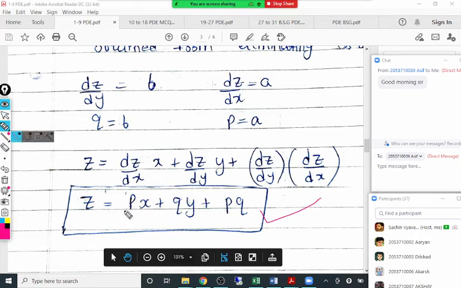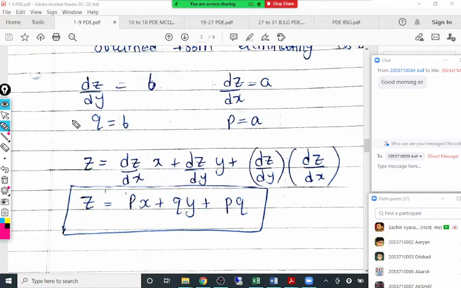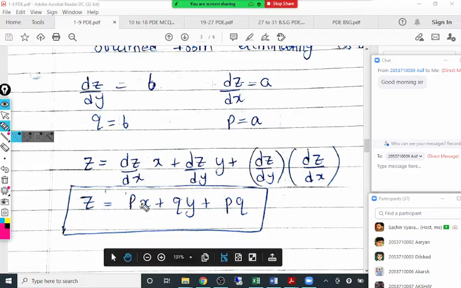This is the PDE corresponding to the given solution, which is z equal to ax plus by plus ab. Here we have replaced p by a and q by b, and we get a solution. This is actually the first form of a first order PDE, where we see that f of p, q equal to 0. So you can go both ways. From the solution you can come to the differential equation, or from the differential equation you can go to the solution.